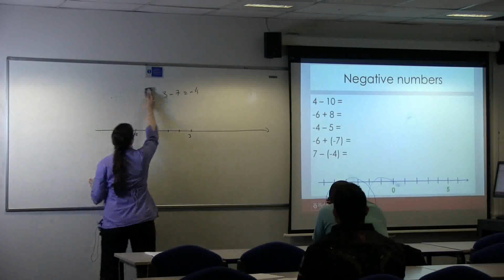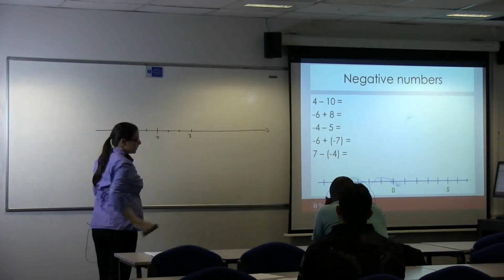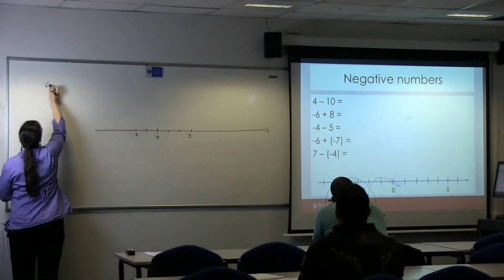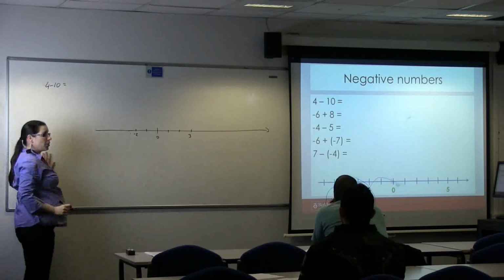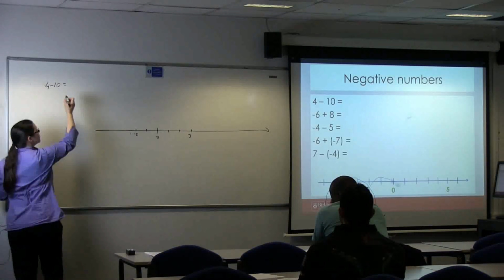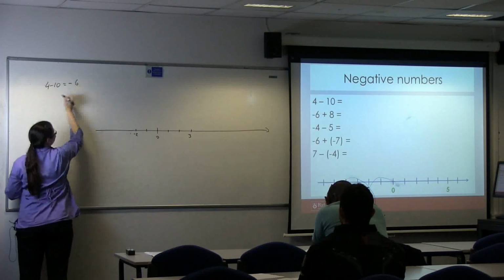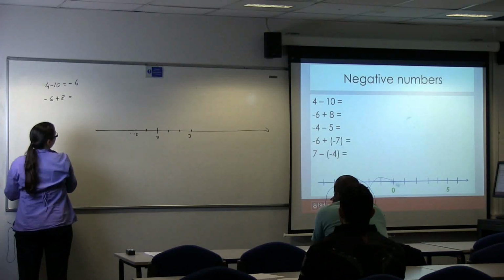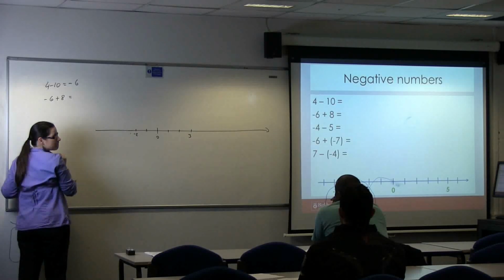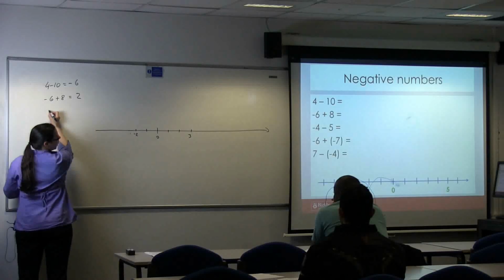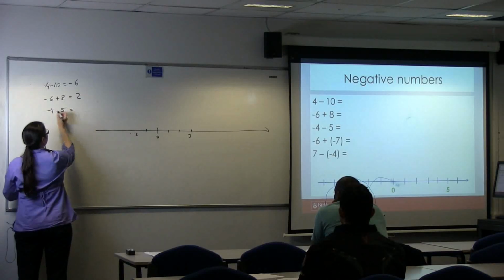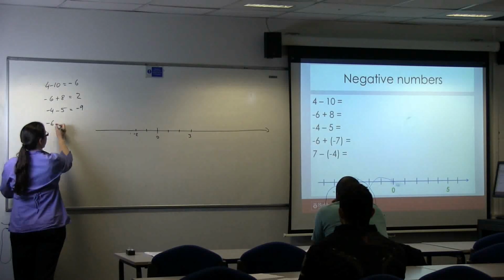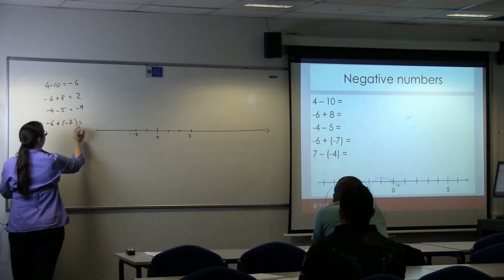What would be the solution for these calculations? The first one is 4 minus 10. What's the answer to that? Minus 6. Okay. Minus 6 plus 8 would give you positive 2. Minus 4 minus 5. Minus 9. Minus 6 plus minus 7.